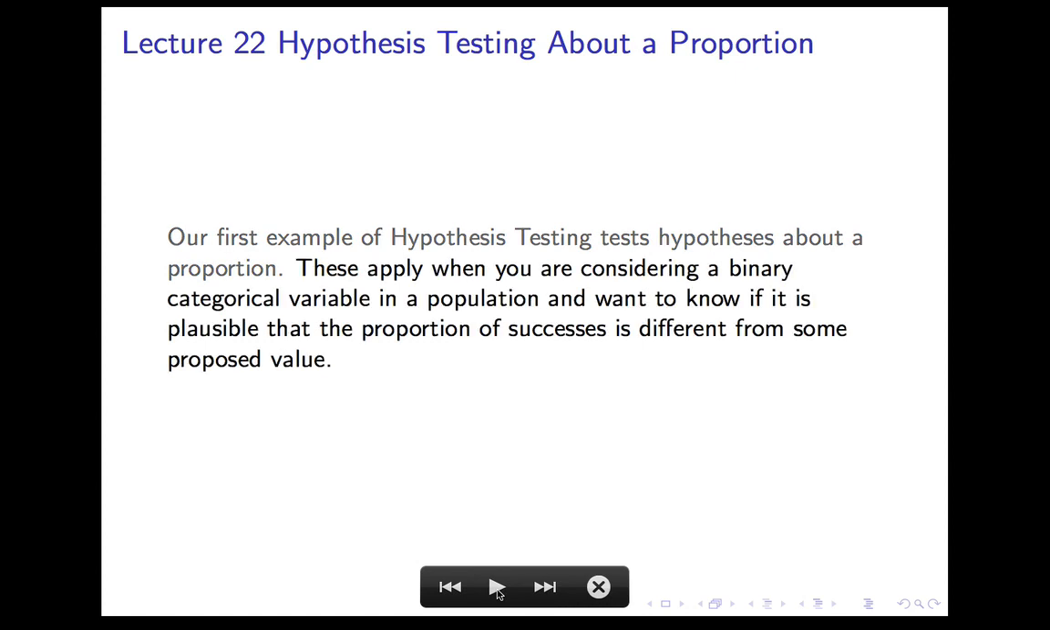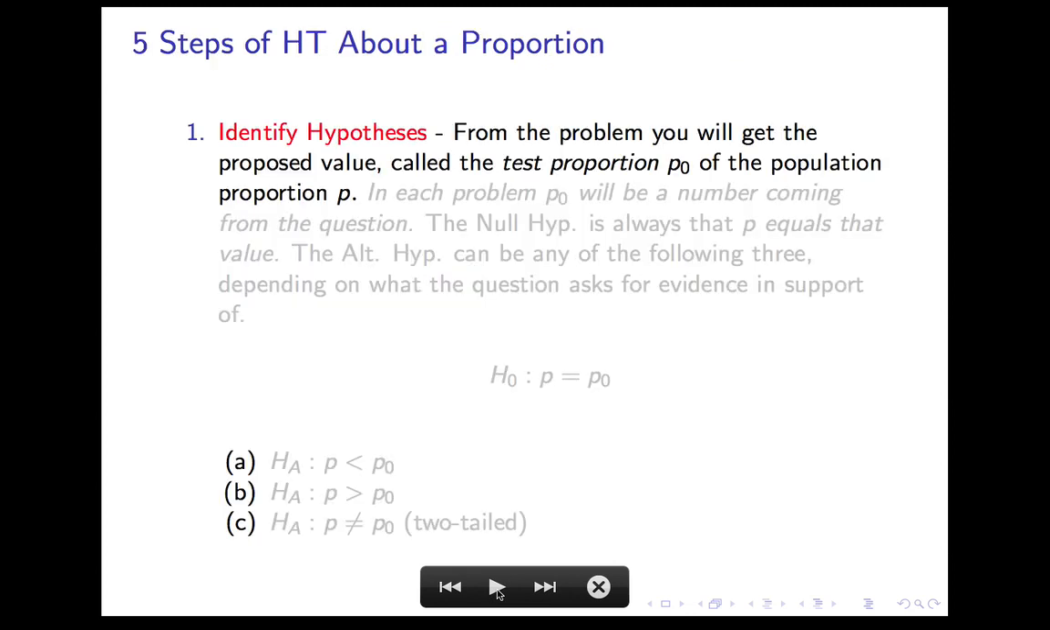This procedure applies when you're considering a binary categorical variable in a population, and you want to know if it's plausible that the proportion of successes, whatever successes is in this case, the proportion of one of the outcomes, is equal to or different from some proposed value. Remember, there are five steps to hypothesis testing.